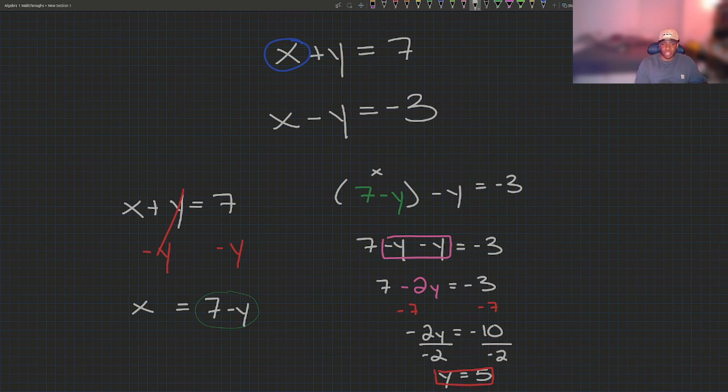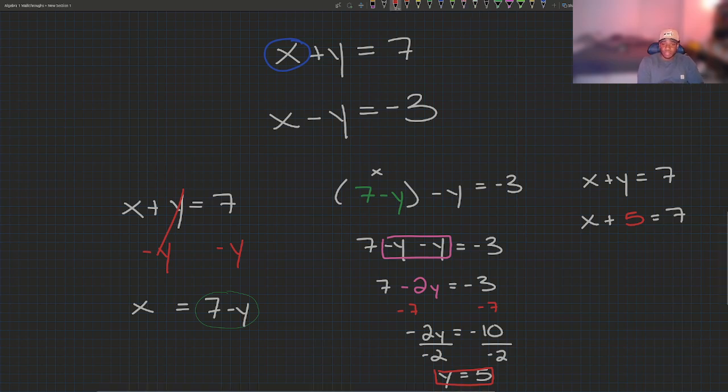I'm going to pick the top one just because everything's positive. No real negative signs to mess things up for us. And we're going to go ahead and plug that y value in. So it's going to read as follows. Instead of x plus y equals 7, we're going to turn that into x plus 5 equals 7. Remember, that 5 is coming from the y value we found after we performed substitution the first time.